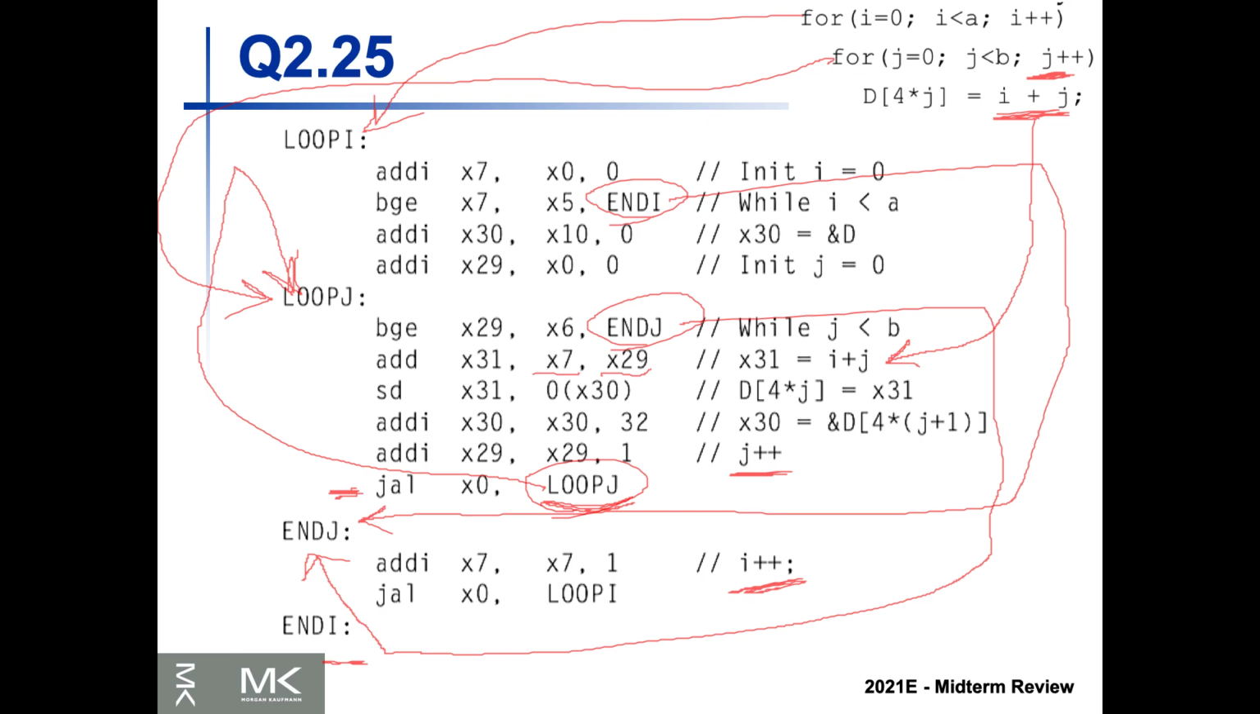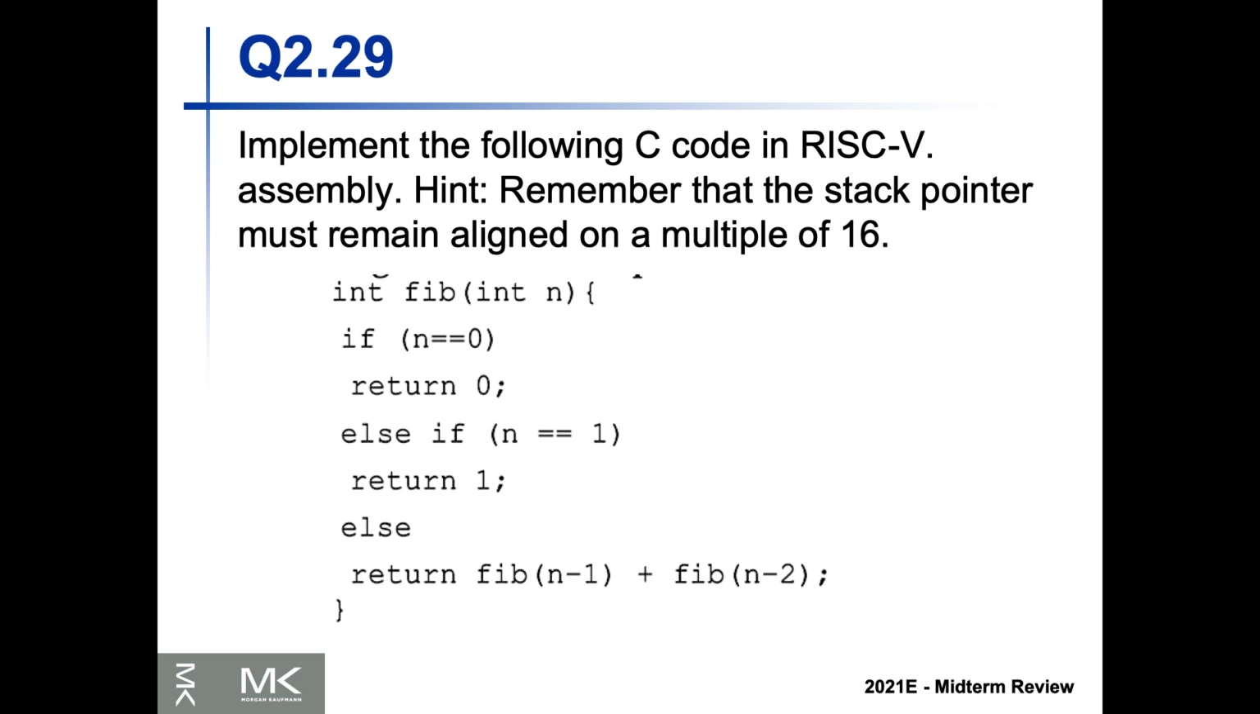Okay, so let's have a look at another question, 229. You had a similar question in your lab, I recall. Implement the following C code in RISC-V assembly. Remember that the stack pointer must remain aligned on a multiple of 16.